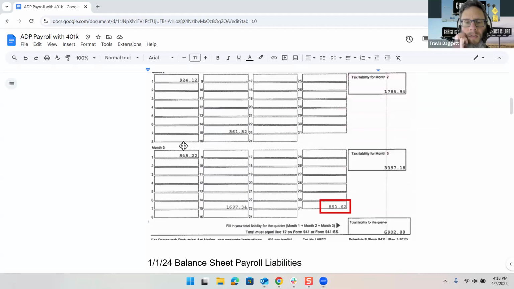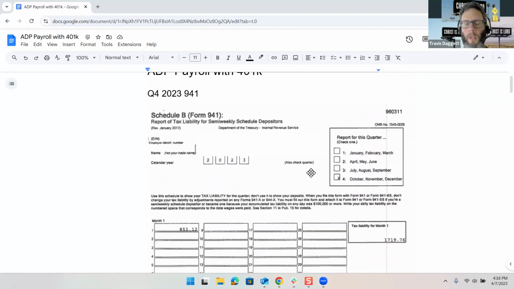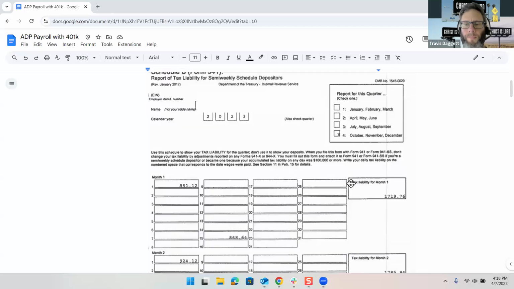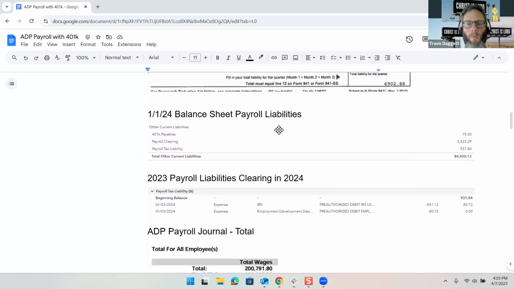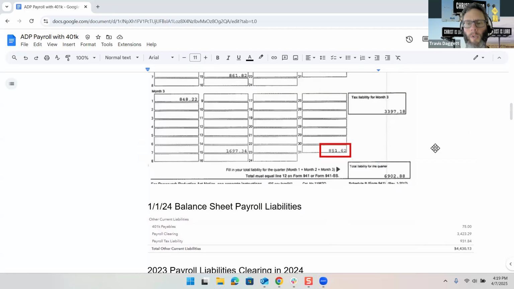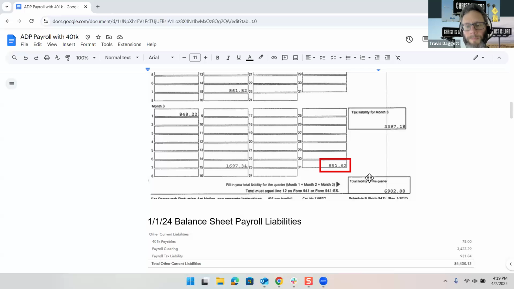So this is the 941 schedule for the fourth quarter. And we can see the last payment of $851.62, we would expect, since that was on December 31st, that that was not yet paid in 2023. This is the 1/1/24 balance sheet. And we can see the payroll tax liability of $931.84, which must include this $851.